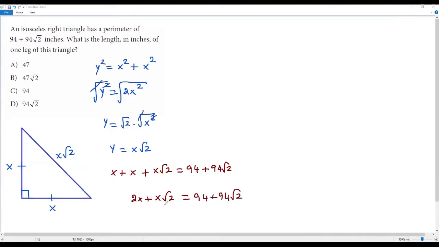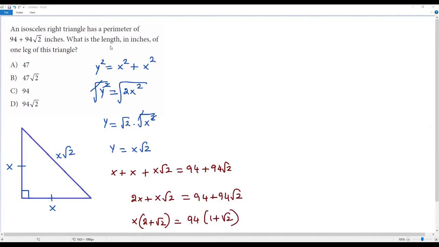Now my aim is to solve for x in this equation, because x represents the length of one leg of this isosceles triangle. According to the question, we have to find the length of one leg of the triangle. Looking at the left side, I can factor x out, and I'm getting (2 + √2). On the right side, I can factor 94 out, and I'm getting (1 + √2).